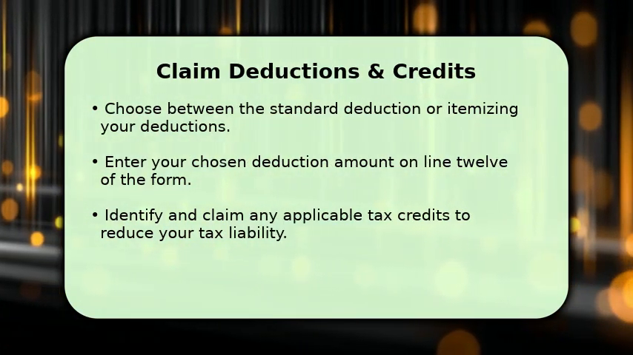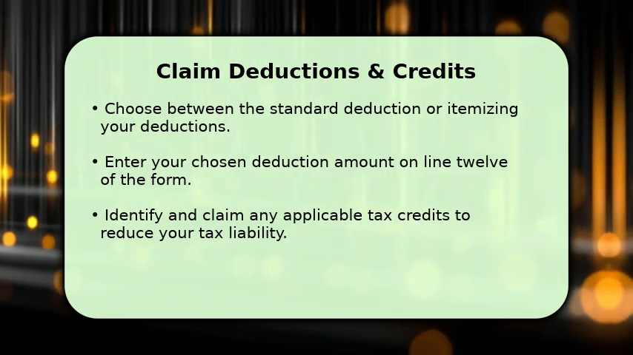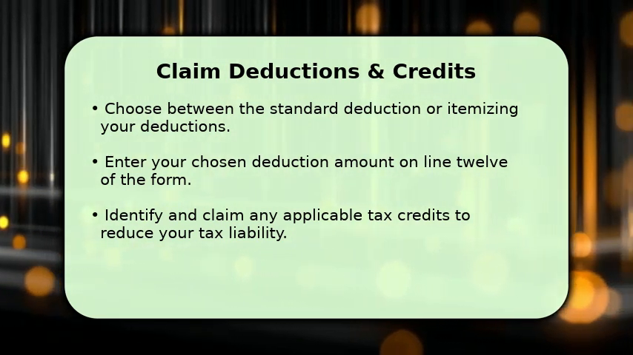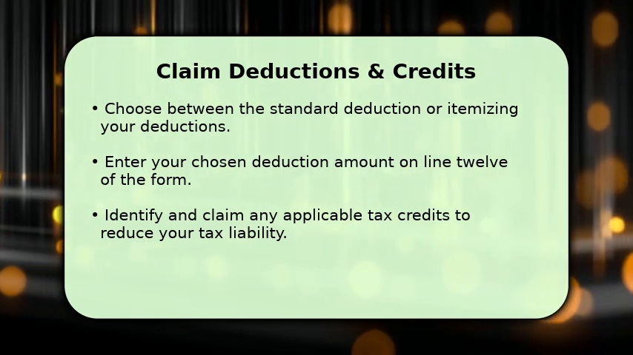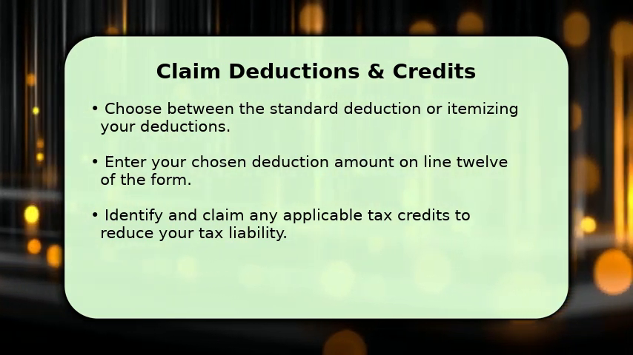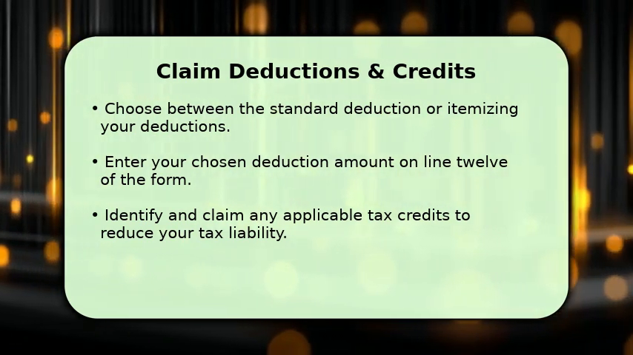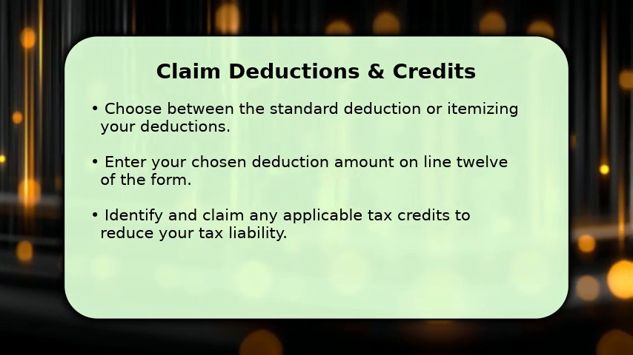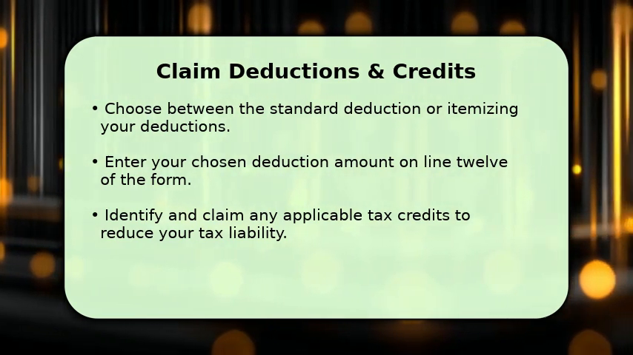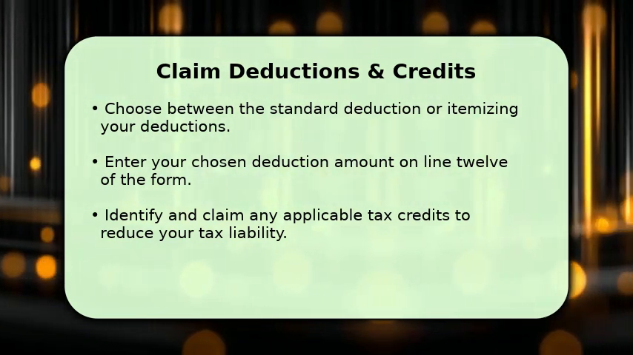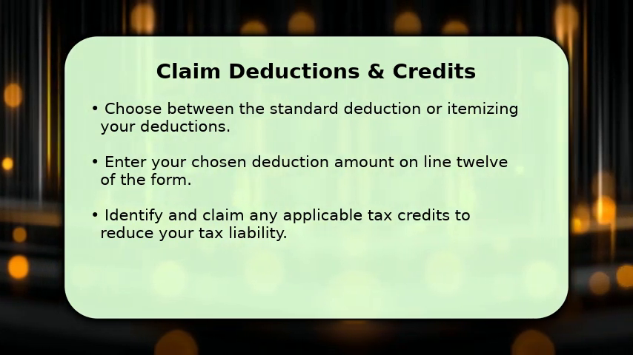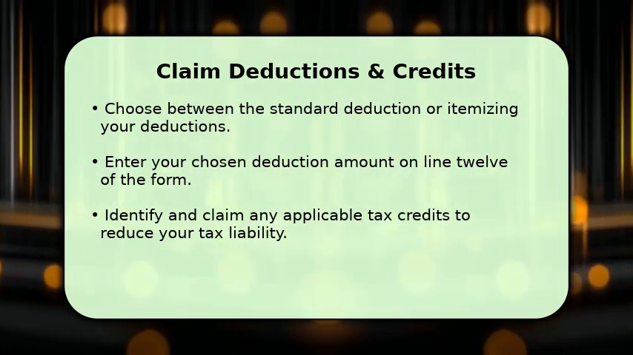Now, it's time to reduce your tax burden with deductions and credits. You'll decide whether to take the standard deduction, which is a fixed amount, or itemize if your eligible expenses exceed that. For example, the standard deduction for a single filer is often around $13,000. After deductions, explore tax credits like the child tax credit or education credits, which directly lower the amount of tax you owe, dollar for dollar.